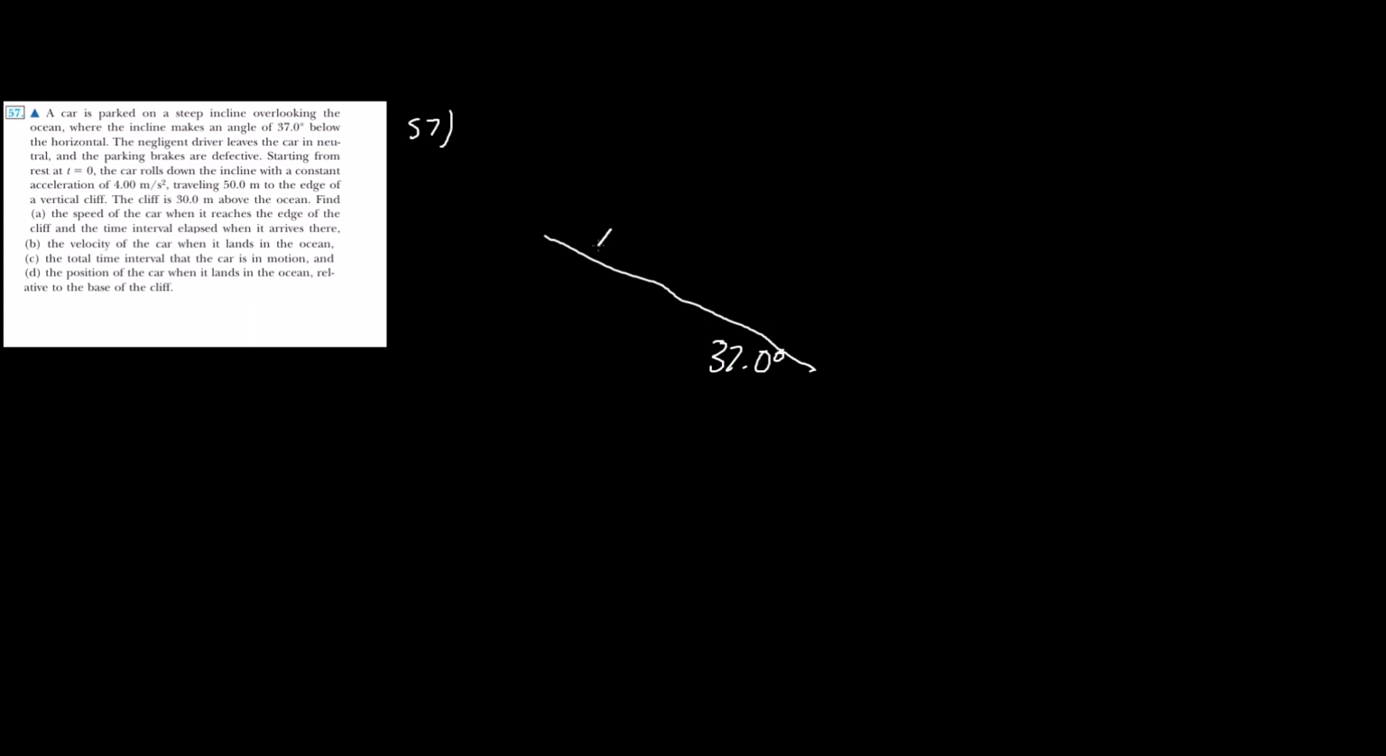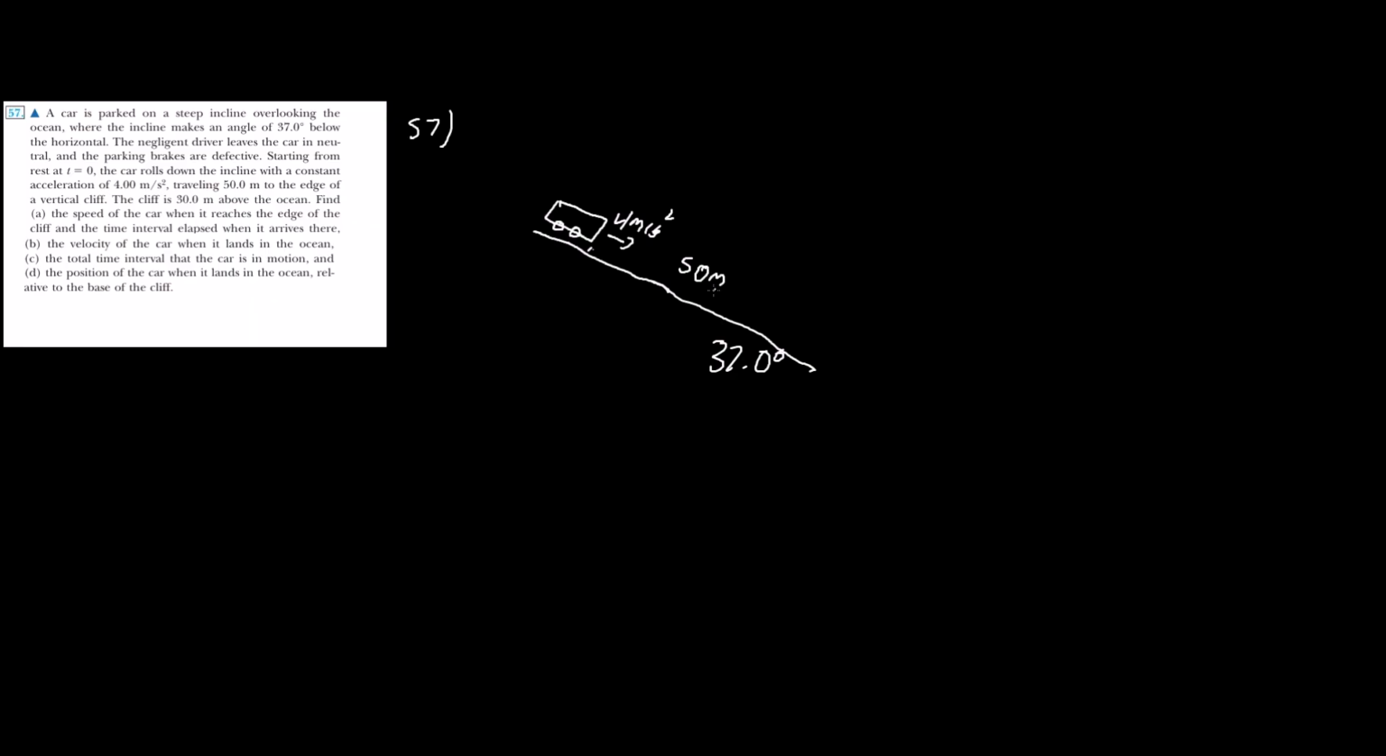And you have a car that's parked right here, and it's on neutral. The negligent driver leaves the car in neutral, and the parking brakes are defective, starting from rest at t equals 0. So let's just start this at t equals 0 right here. The car rolls down the incline with a constant acceleration of 4 meters per second squared, traveling for the whole 50 meters.